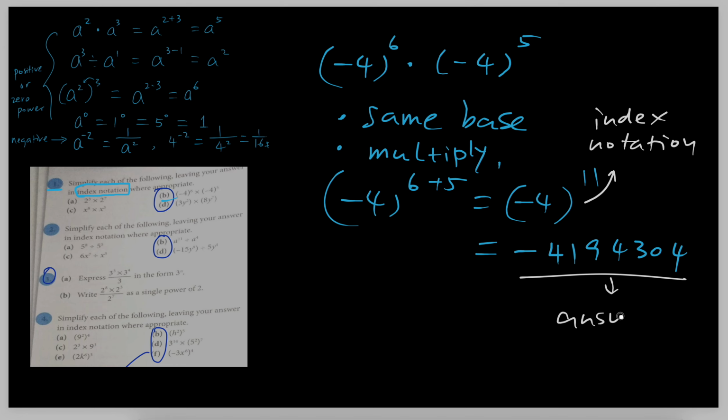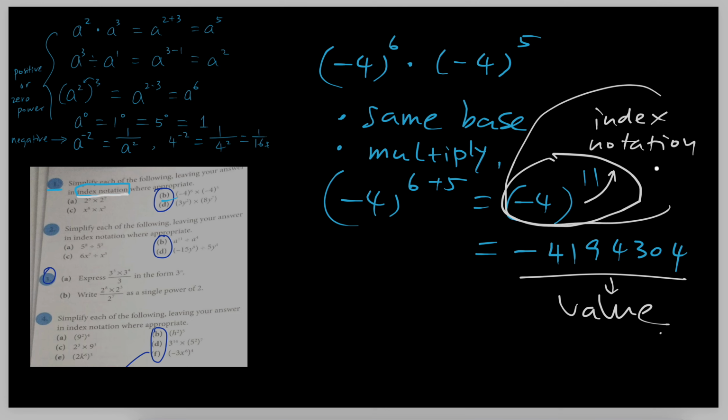Answer. So it depends which one they want you to write down. In this question they want you to write down in index notation, right? So this is the format. So this is the answer. This is not the answer, this is called the value. So in this case they don't want the value, they want the index notation. So you are supposed to give this answer. Are you clear? Next question.